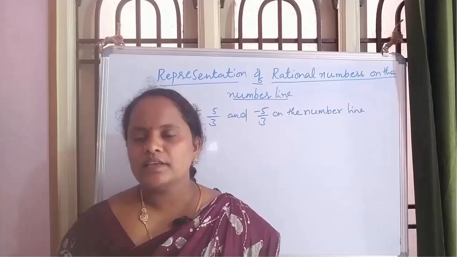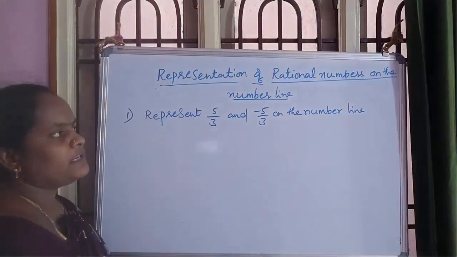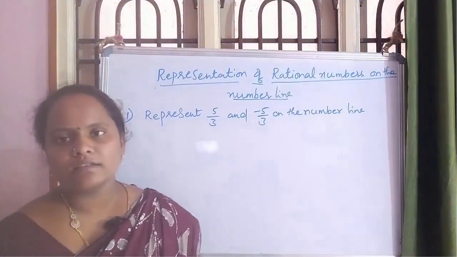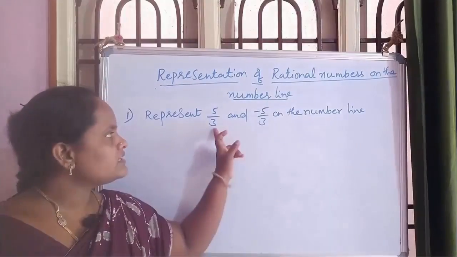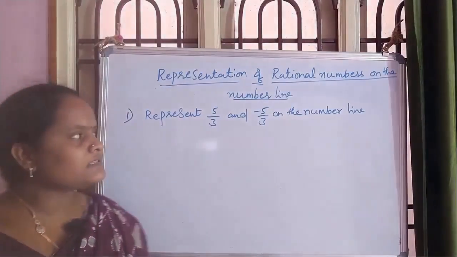Now let us move on to today's topic, that is representation of rational numbers on the number line. For this I am going to take a question here. Represent 5 by 3 and minus 5 by 3 on the number line. So children, you should know between which 2 integers these 2 numbers lie.